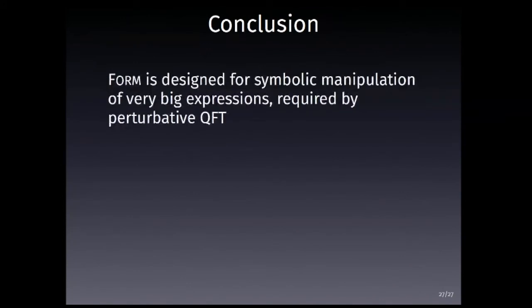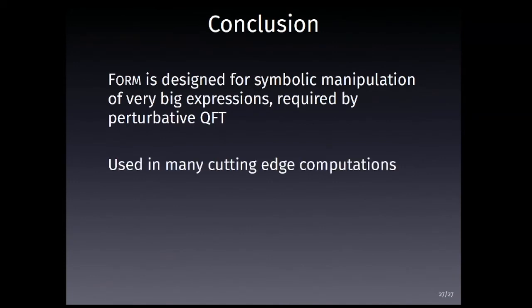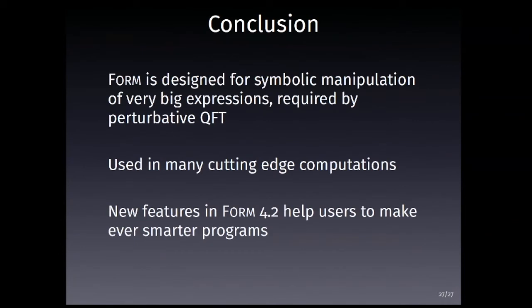FORM is designed for symbolic manipulation of very big expressions with many terms, which is required by the theory predictions of perturbative quantum field theory. FORM has been used in many cutting-edge computations. We added new features in FORM 4.2, and we hope that it helps users to make ever smarter programs, maybe by using some creative combination of the features or some abuse of them. Okay, that's all. Thank you.